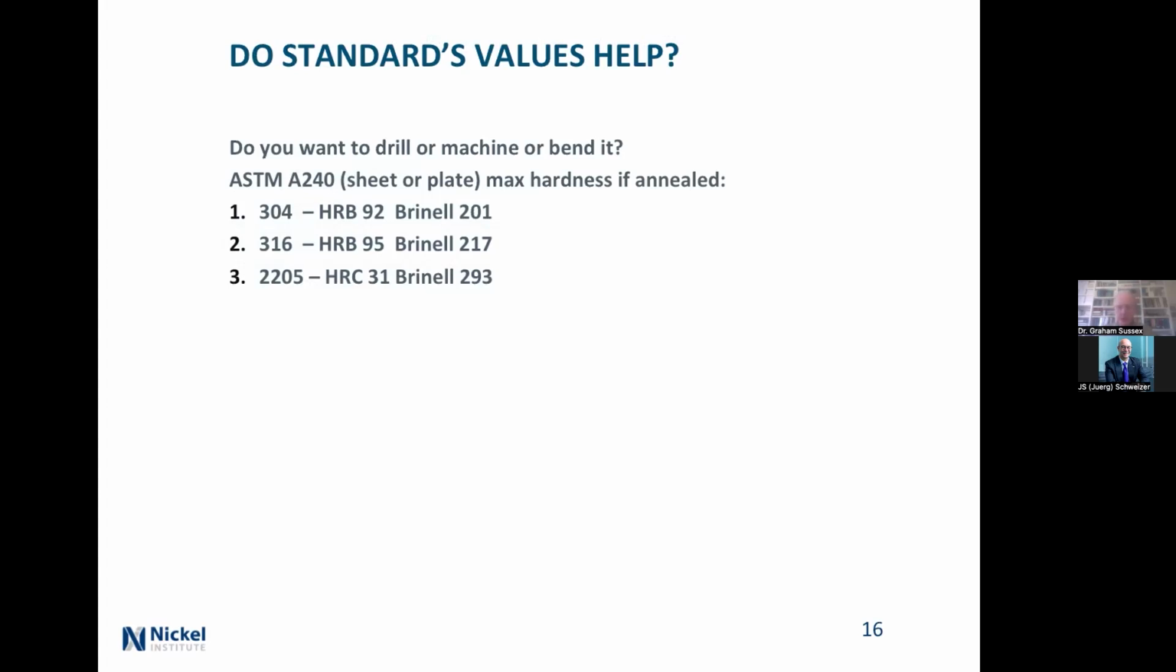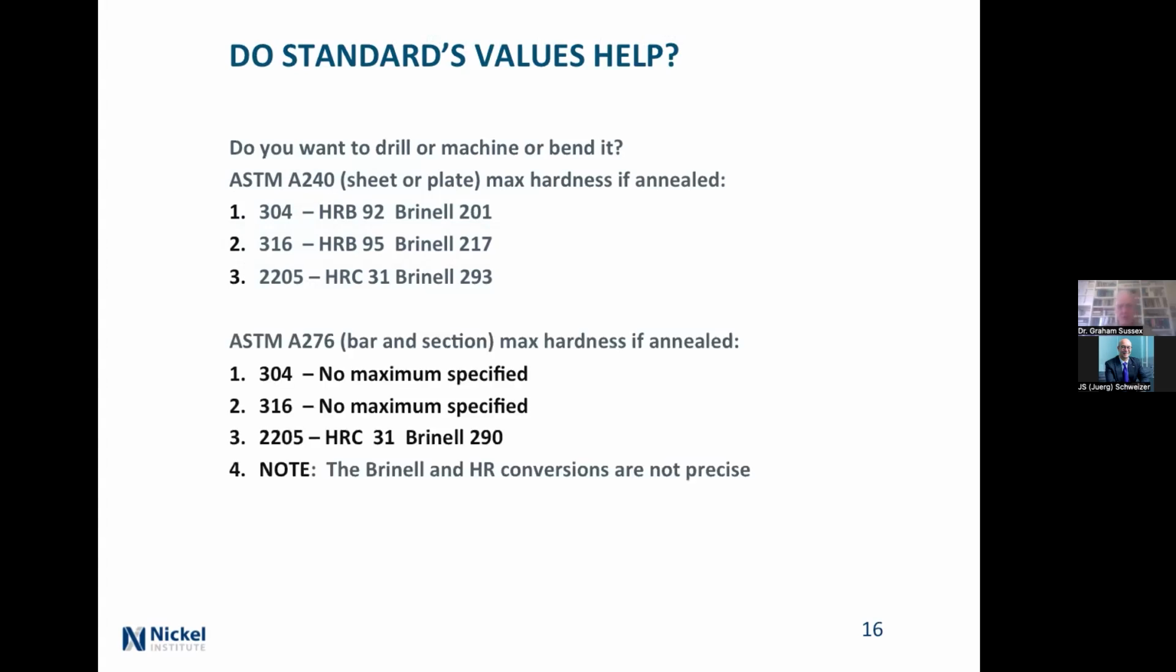Okay, so yeah, but you're not using sheet or plate. You're actually using bar or section. And unfortunately, ASTM A276, there's no maximum specified for 304 or 316. There is a maximum specified for 2205, but they just haven't quite got round to it. And basically, what that means is that you can get yield stress up to maybe 80 or 90% rather than the more normal 30, 40% of the tensile stress. And that can cause real problems if you're trying to drill and you want to use your drills economically.